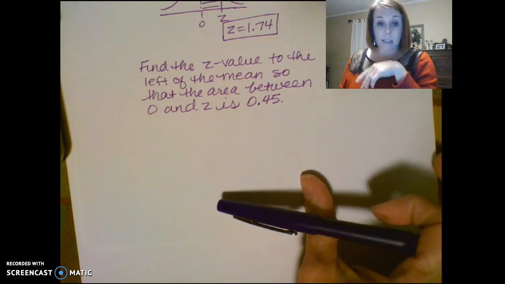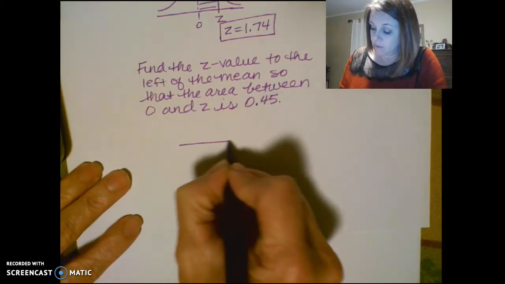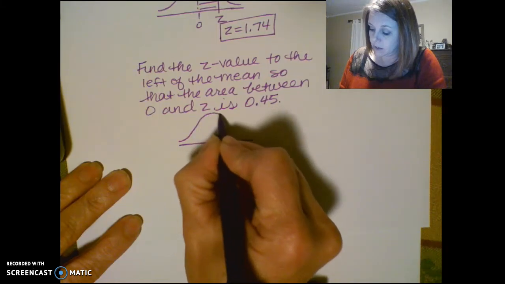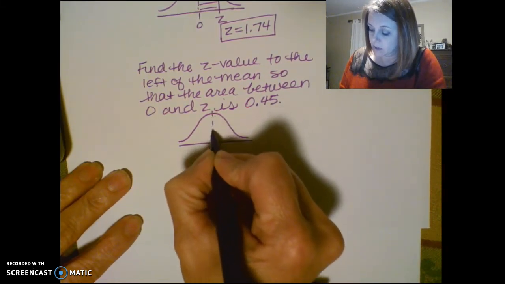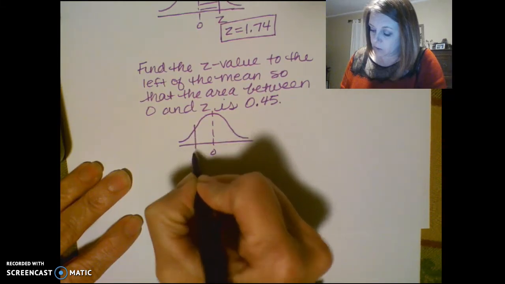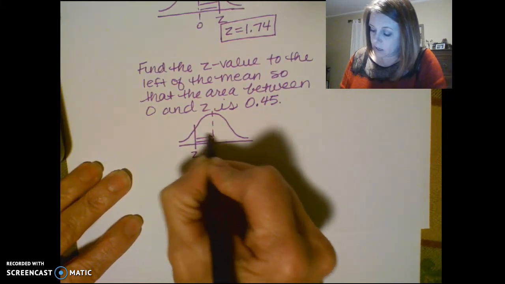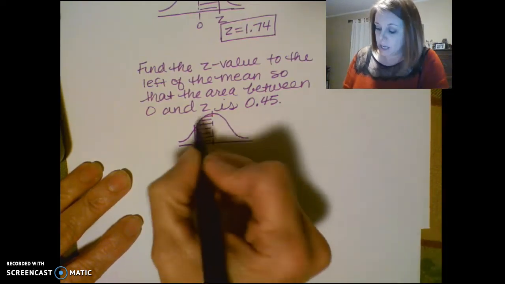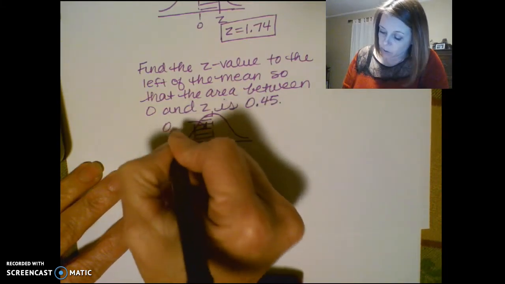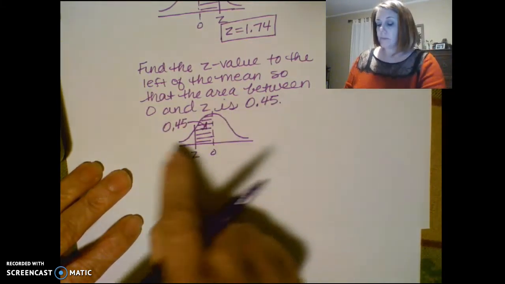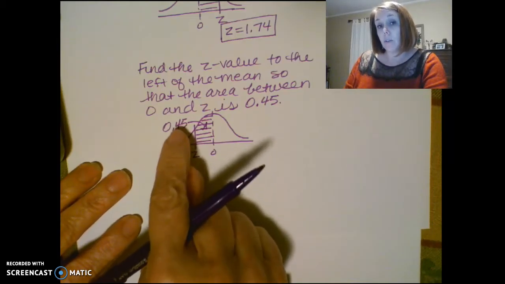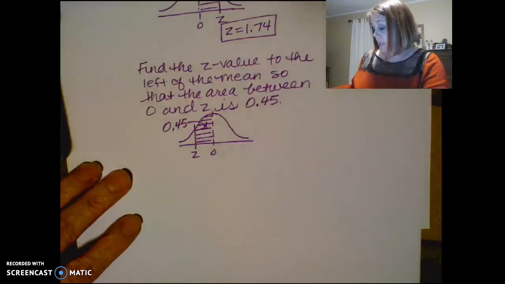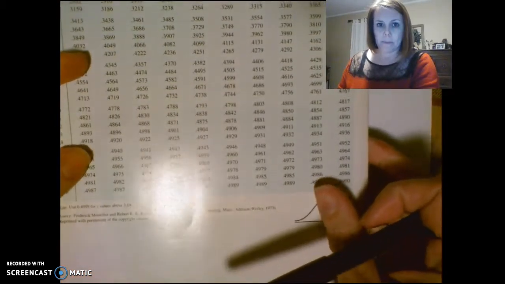Okay, so in this case, sketch it. Z is to the left of the mean, so now I've got a z on the left side. The area between 0 and z is shaded, and I know that area to be 0.45. Okay, so I'm in the table then looking for an area of 0.45. Now, when you go to look at your areas on your table, you'll find that there are two of them.